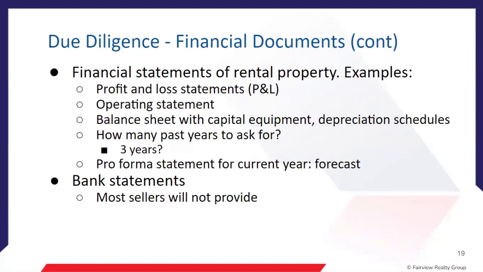So here's all of the documents you should be getting from the seller when you're doing your due diligence for buying. The first one you want to get is financial statements, some sort of financial statement that gives you a picture of what the rental property is doing. Now, there's no form or something you have to use, but you can ask the seller to give you a profit and loss statement or what's known as an operating statement. Or maybe this other source that I read said ask them for a balance sheet that lists all of the good equipment or depreciation schedules.